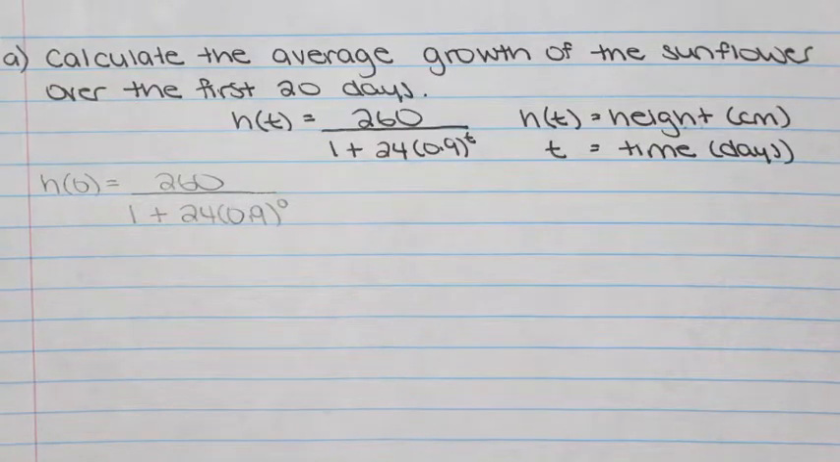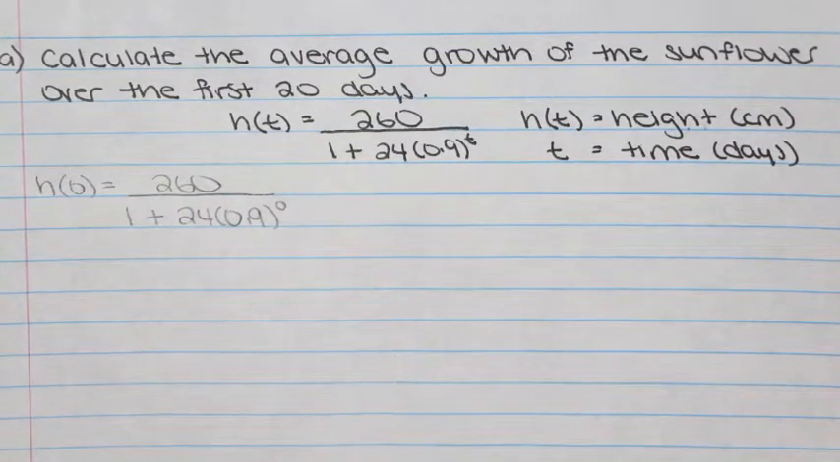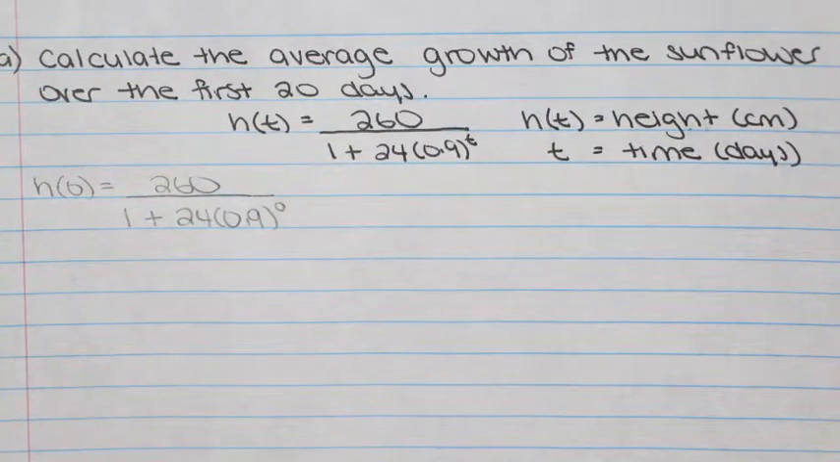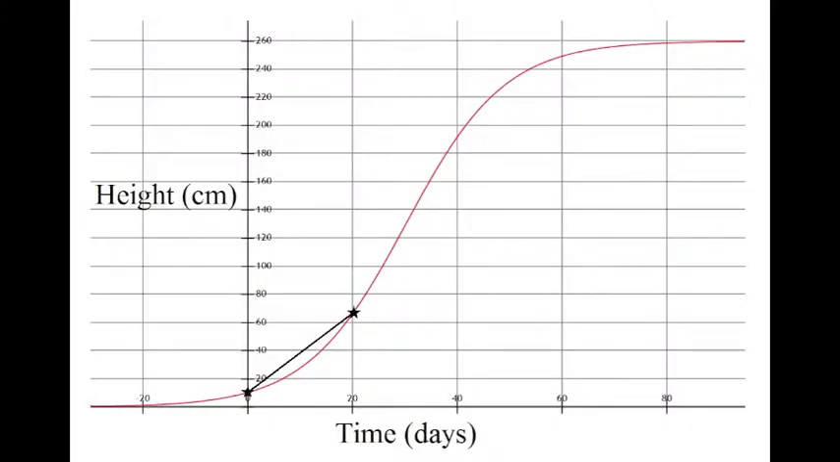Now, part A instructs us to calculate the average growth of the sunflower over the first 20 days. Therefore, I know that I must calculate the average rate of change from 0 days to 20 days. To do this, I must find the slope of this line. The slope is equal to the line's rise over its run, but we cannot determine the exact value of the rise or the run just by looking at the graph.